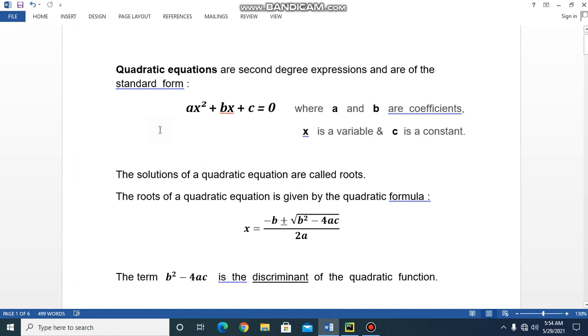This video is about how to solve quadratic equations using Python programming. So before we go to the Python program, let's go over some basics of quadratic equations.